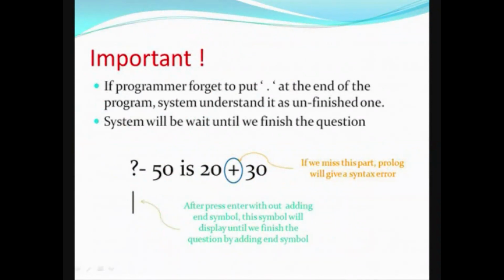This is important. If the programmer forgets to put a full stop at the end, the system understands it as an unfinished question. The system will wait until we finish the question. If we miss this part, Prolog will give a syntax error. After pressing enter without adding the end symbol, the prompt will display until we finish the question by adding the end symbol.